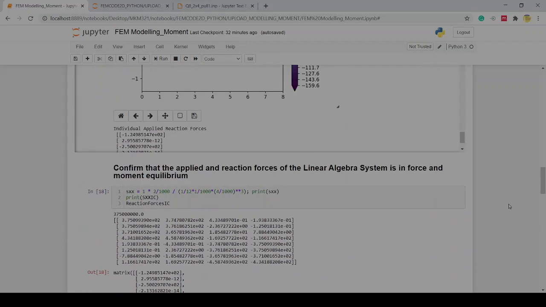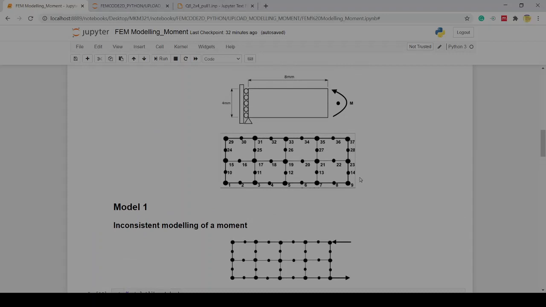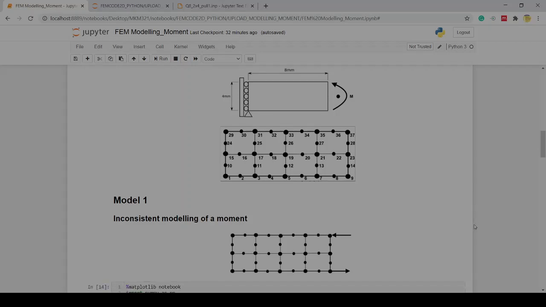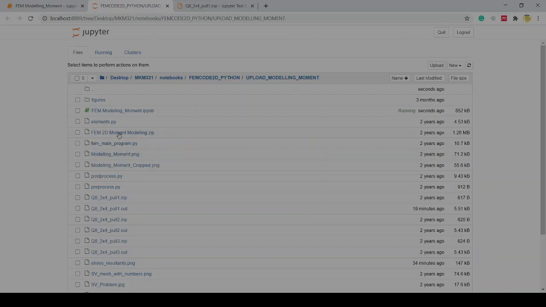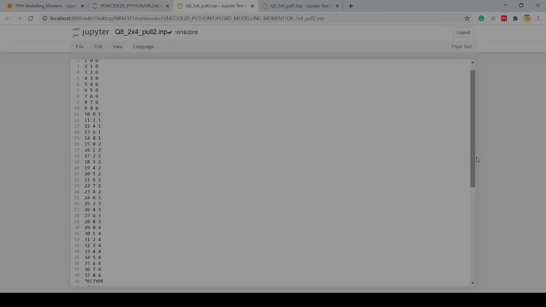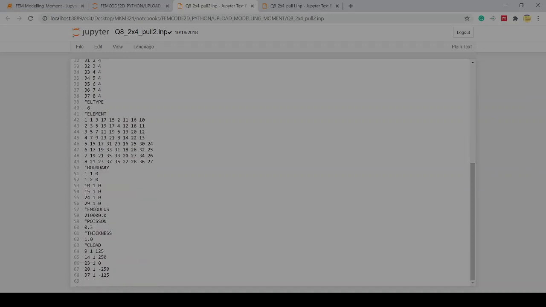So the one element is going to be applied in a way that has a consistent load here, and the other one, here it's going to be in the negative direction pushing, here it's going to be in tension, so it can be positive. And I can quickly show you by opening up this input file, QH pull 2. You can see at the bottom I'm pulling, and at the top I'm pushing. So that's really what we have. And those are the loadings that I'm applying.